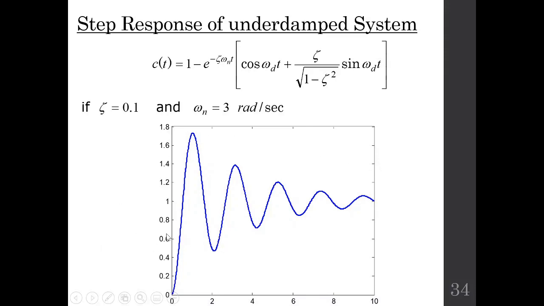As you can see, there are lots of oscillations in the step response. This is because our zeta is 0.1 and the system is underdamped. So next we'll be increasing the value of zeta to see what is going to happen with the step response.